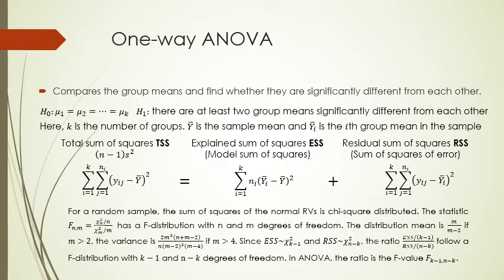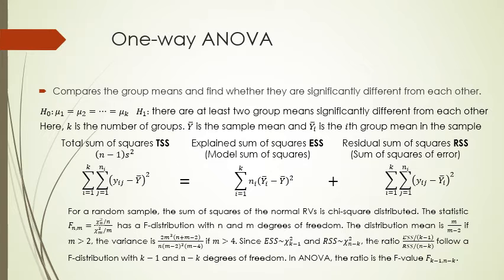The explained sum of squares is the sum of squared differences between the group mean and the sample mean. It represents the between-group variation that may be explained by the group effect. Similarly, the residual sum of squares represents within-group variation that may not be explained by the group effect. For a random sample, the sum of squares of the normal random variables is chi-squared distributed.